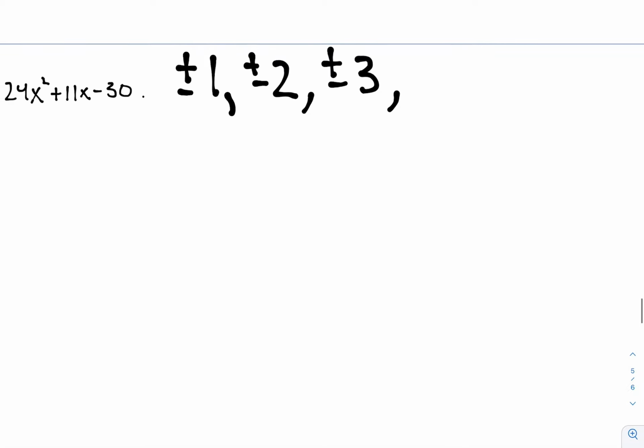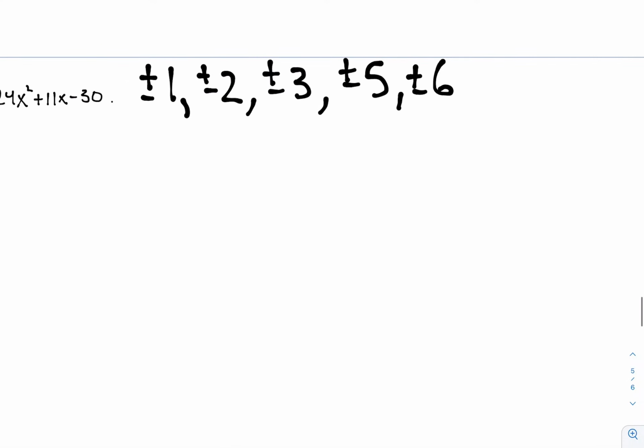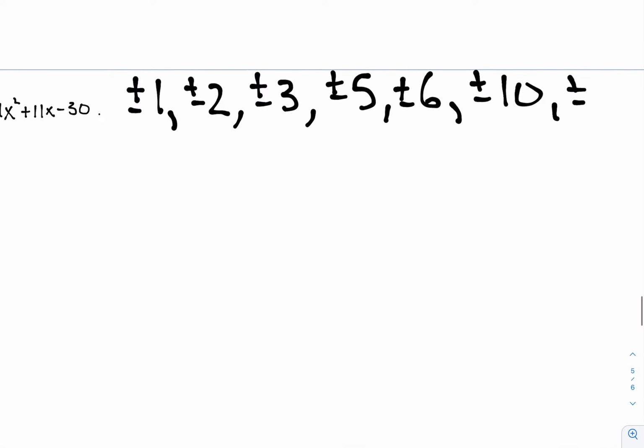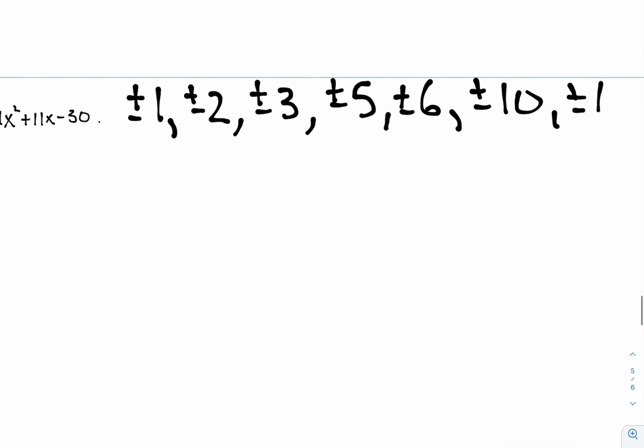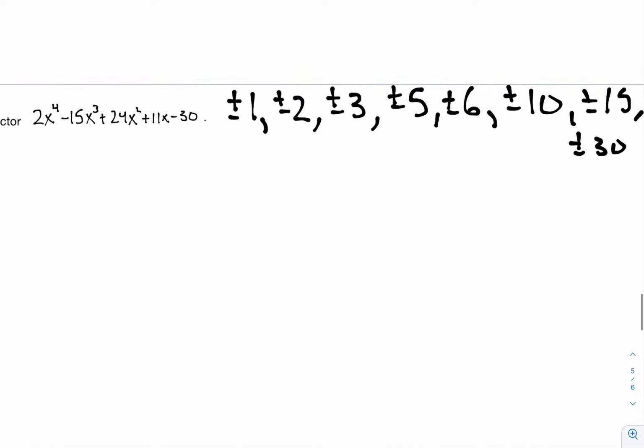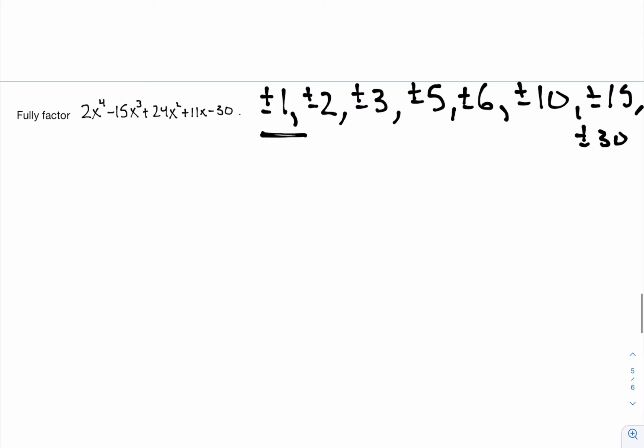30 can't be divided by 4, but it can be divided by 5. And it can be divided by 6. Not 7, not 8, not 9, but it can be divided by 10. And 15. I'm running out of room here. And also plus or minus 30. So I always like to start out with the smallest numbers possible. So let's try positive 1.